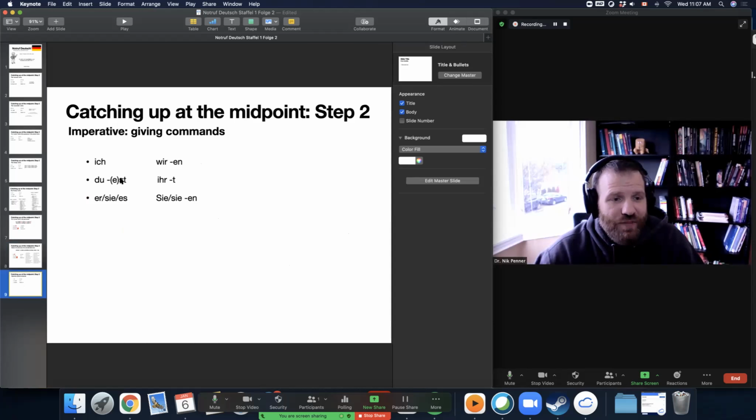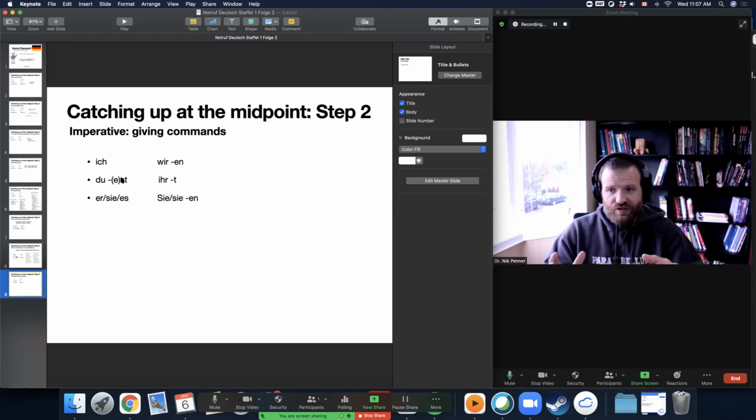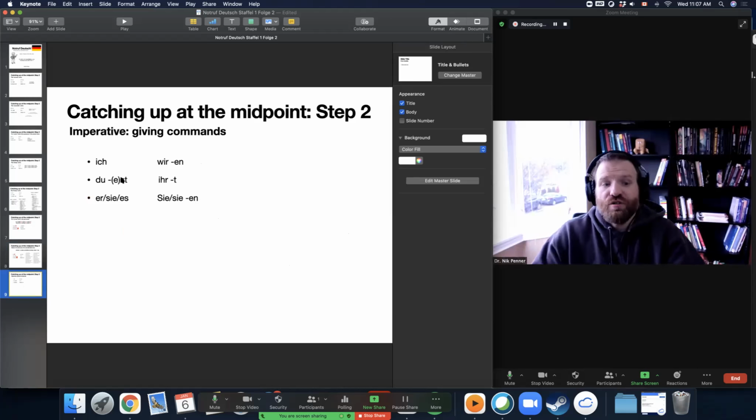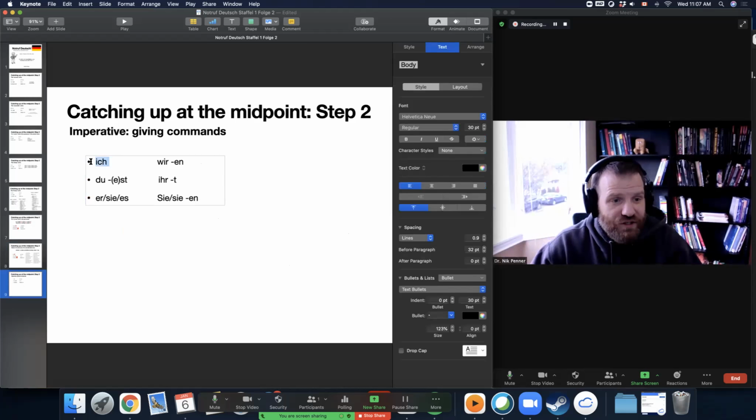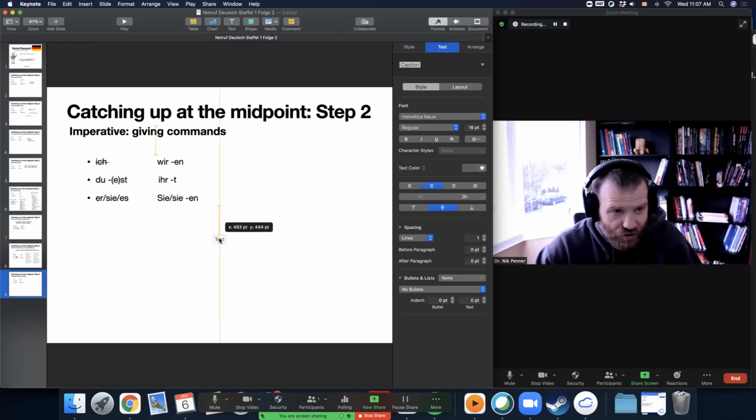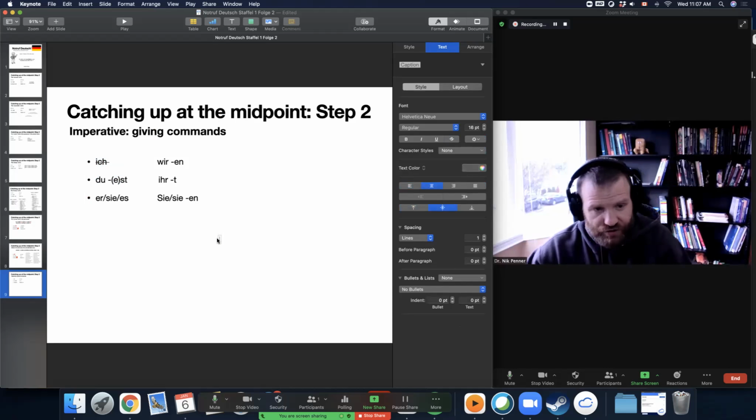Okay, and the last point that we discussed in the course is the imperative. Imperative means giving commands. So you give commands when you talk to other people. You normally don't give commands to yourself. So there is no imperative for ich, because you don't say "study" to yourself, right? You say something like ich muss lernen. Now, however, when you talk to somebody who you call du, there are commands that you can give. So this is how it works.